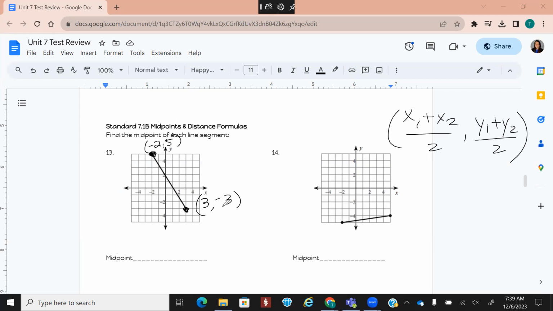Okay, so now we're going to plug these points in. So this is going to be my x1, y1. This is going to be my x2, y2. It's okay if you flip those. That's okay.